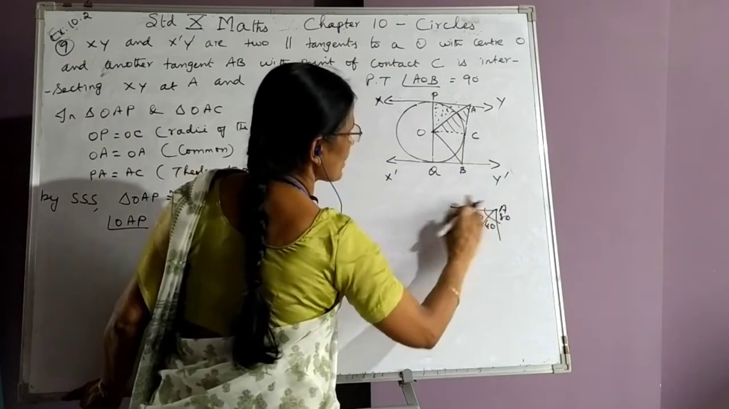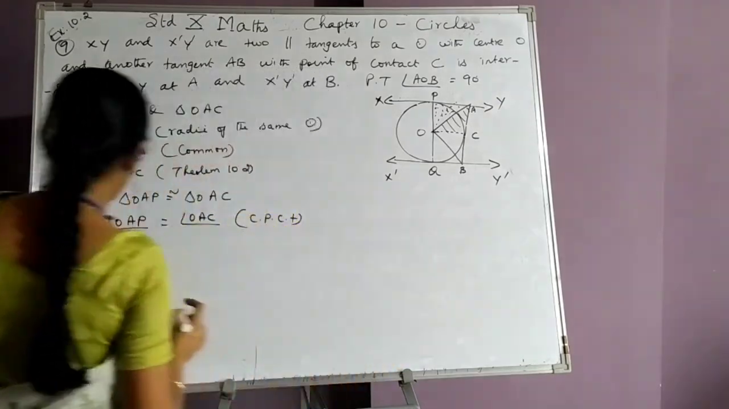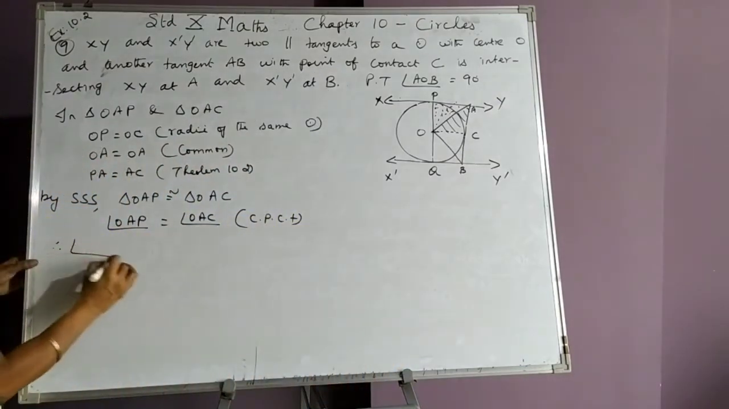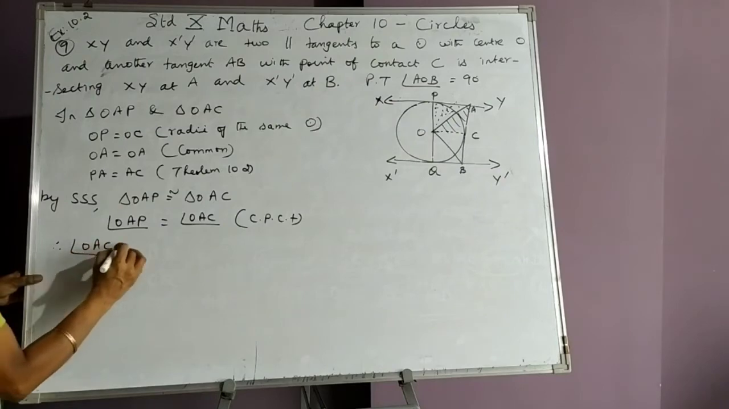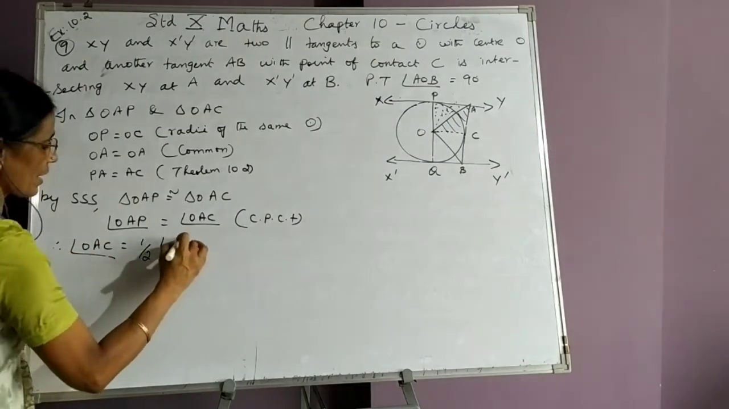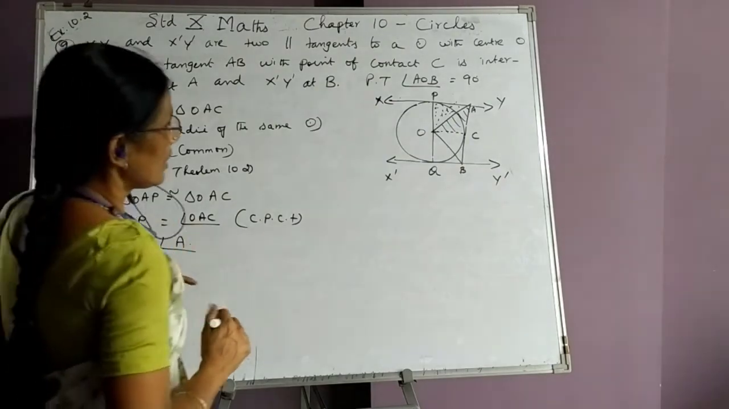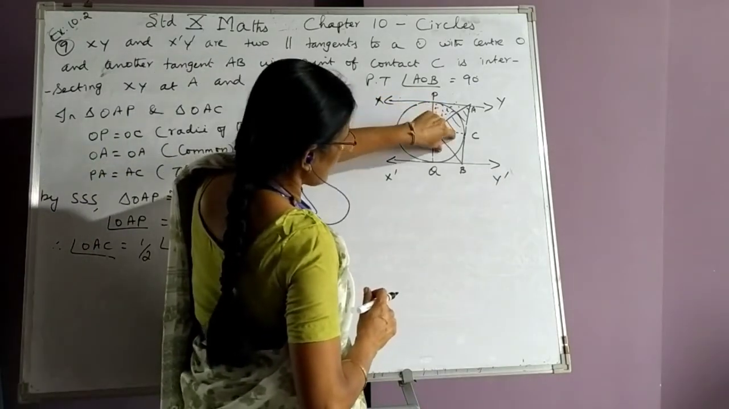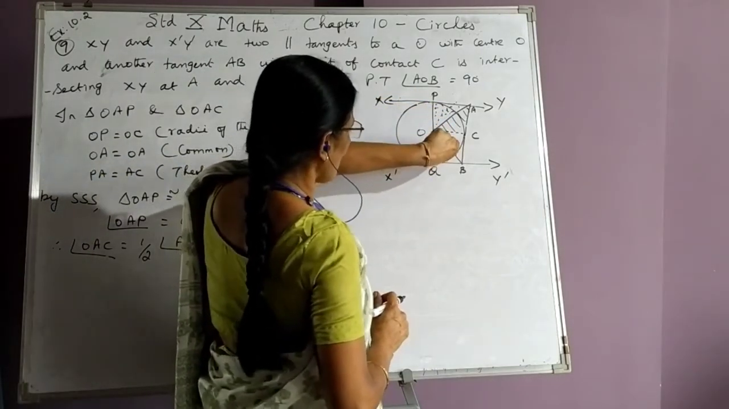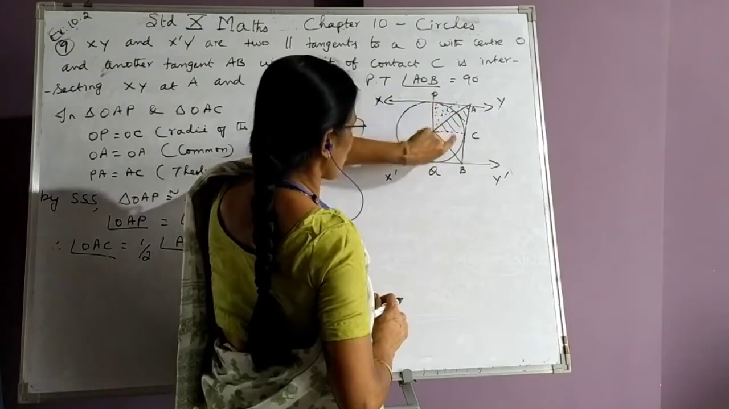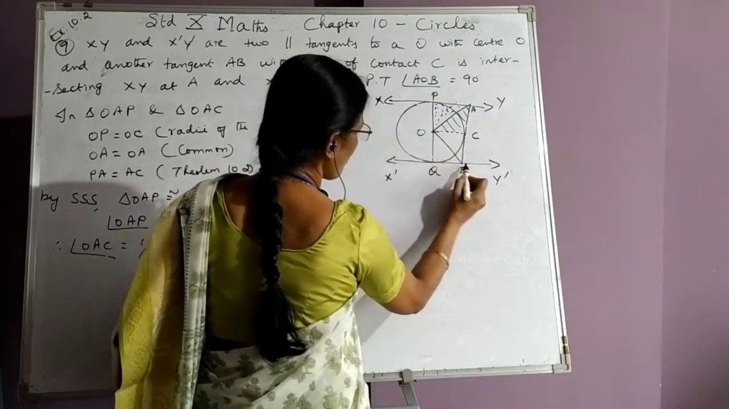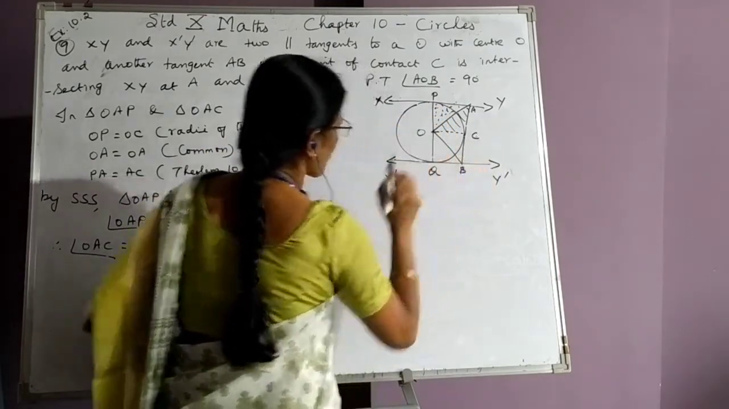Therefore, these two angles are equal to half of which angle? Half of angle A. Therefore, angle OAC is half of angle A. Right. Similarly, we are going to take these two triangles. By proving these two triangles congruent, we are going to prove angle OBC is half of angle B.